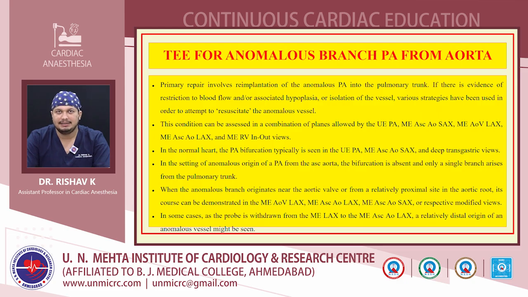This condition can be assessed in combination of planes allowed by the upper esophageal pulmonary artery, mid-esophageal ascending aortic short axis, mid-esophageal aortic valve long axis, mid-esophageal ascending aortic long axis, and mid-esophageal right ventricular inflow-outflow views. In the normal heart, the pulmonary artery bifurcation is typically seen in the upper esophageal pulmonary artery, mid-esophageal ascending aortic short axis, and deep transgastric views. In the setting of anomalous origin of the pulmonary artery from the ascending aorta, the bifurcation is absent and only a single branch arises from the pulmonary trunk.